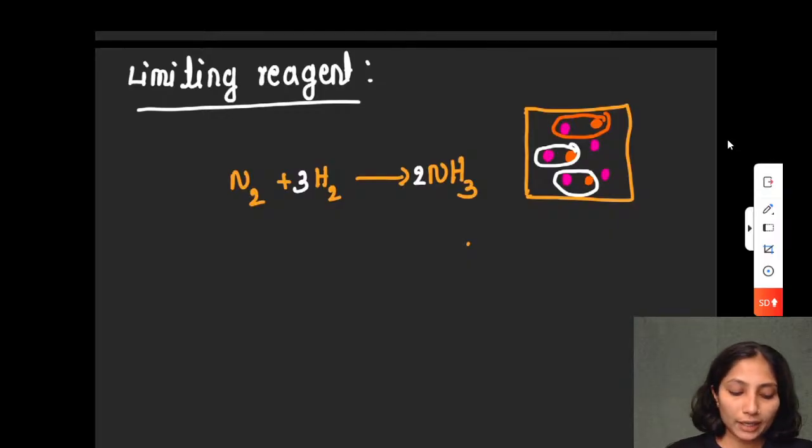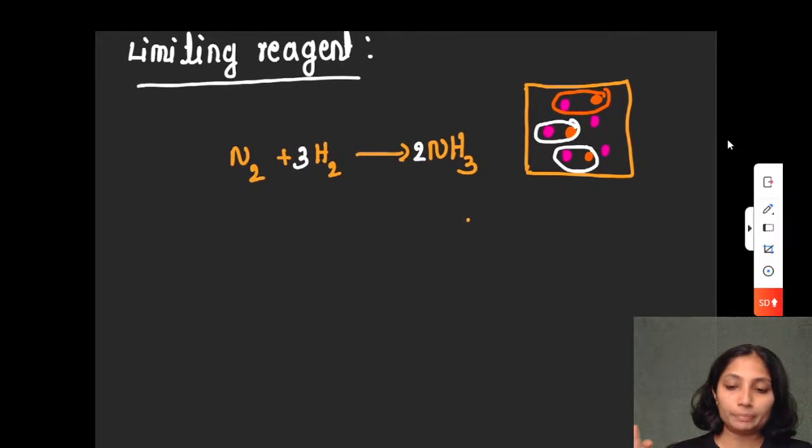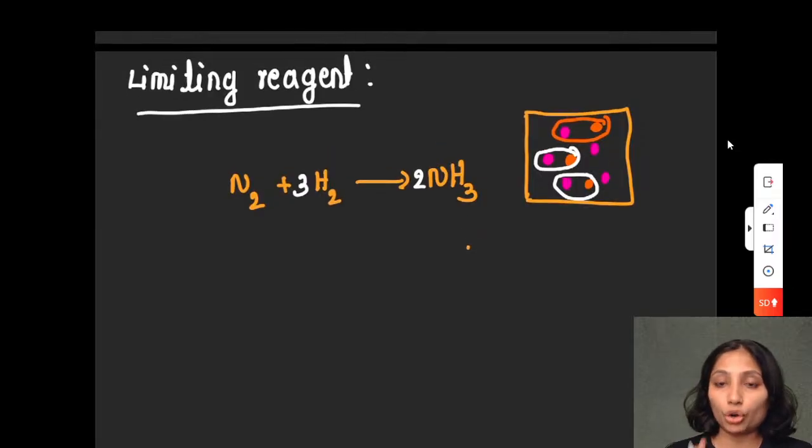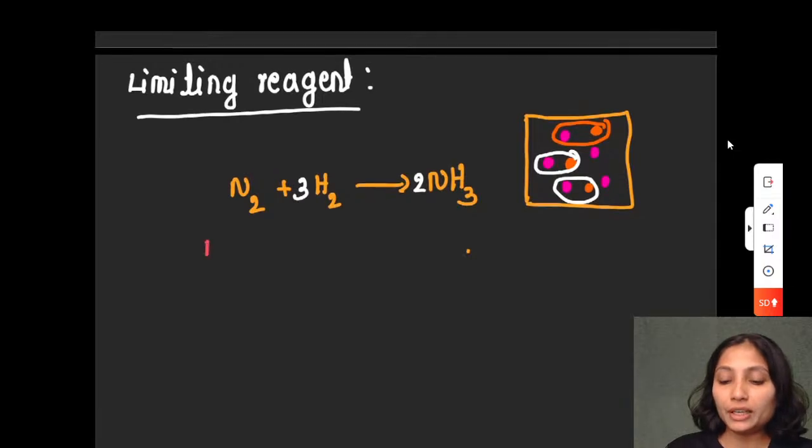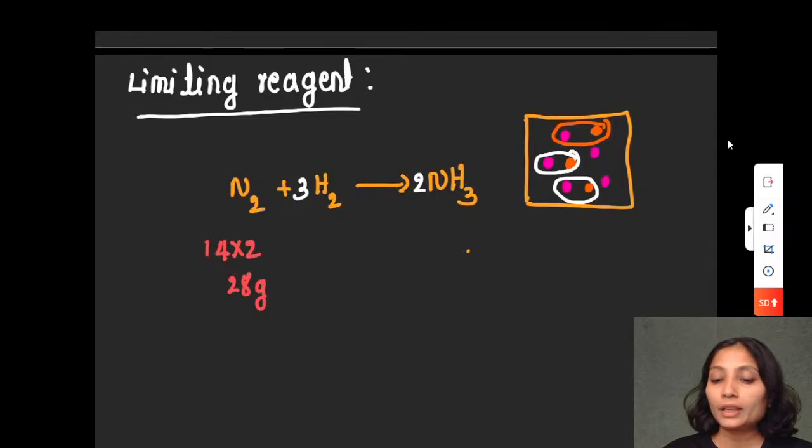So how can I write the stoichiometry of this one? Nitrogen: what is the mass of nitrogen? 14 gram. 14 into 2, that is nothing but 28 gram of N2. Hydrogen: how many hydrogen are present? 3 into 2, 6 hydrogen atoms are there. 6 into 1, the mass of hydrogen is 6 gram.